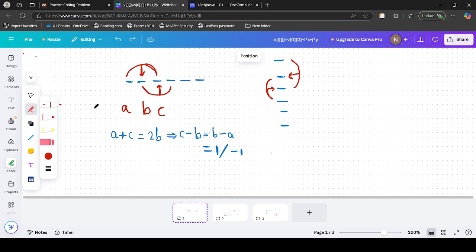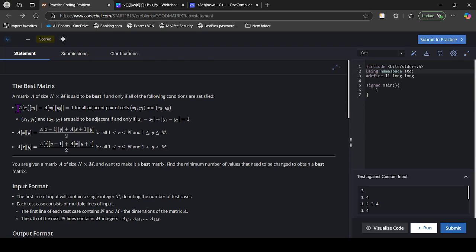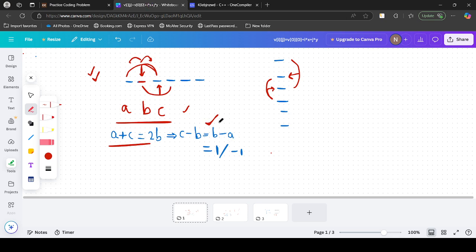So let's take one dimension first because it is slightly easy to understand. Let's take a 1D array which is horizontal. The question is saying that the value is the average of its previous value and the next value. So for example, if it is a, b and c, a plus c is equal to 2b. If we rearrange it, we can get c minus b equal to b minus a. They also mentioned that the difference should be 1, so it can be 1 or minus 1. So the difference b minus a is equal to 1 or minus 1, and similarly this is equal to c minus b as well.